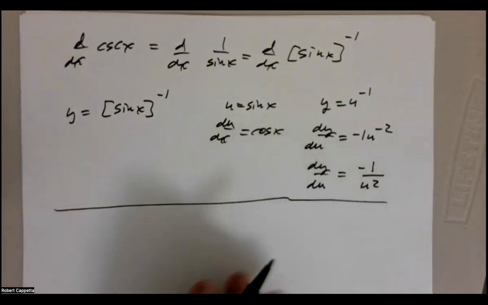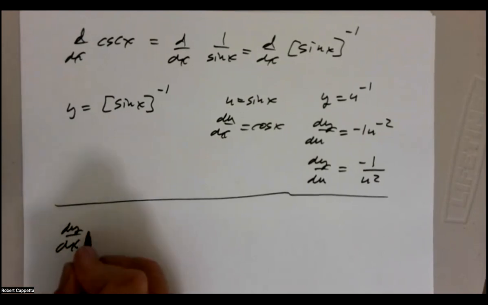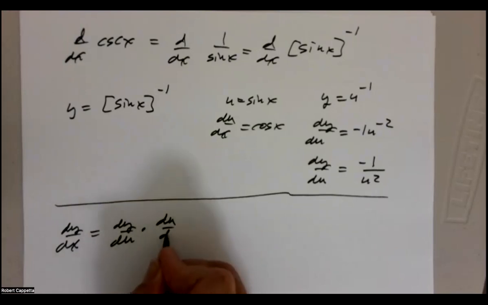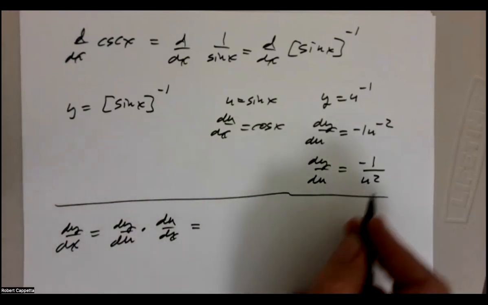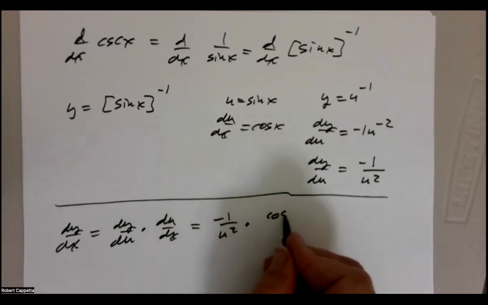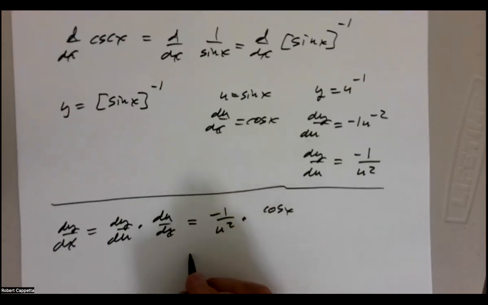Then where do we go? Then what do we say? Then we say dy dx is dy du times du dx. Dy du, -1 over u squared times du dx times cos x. What was u? U was sine x.